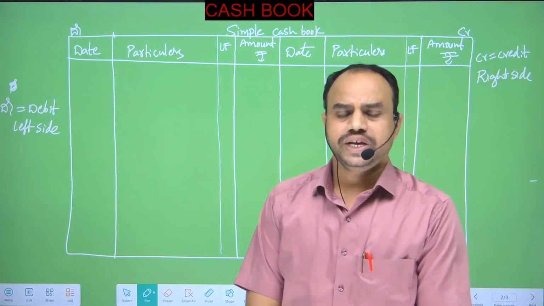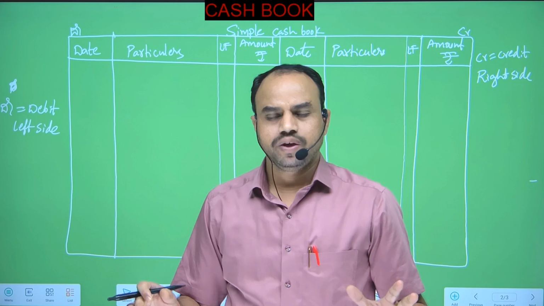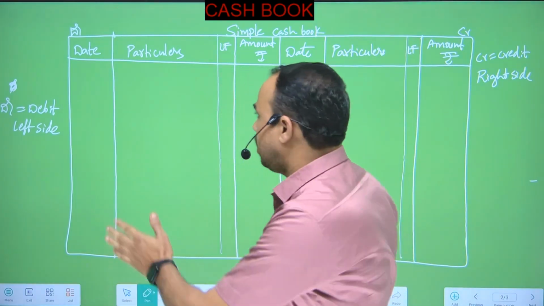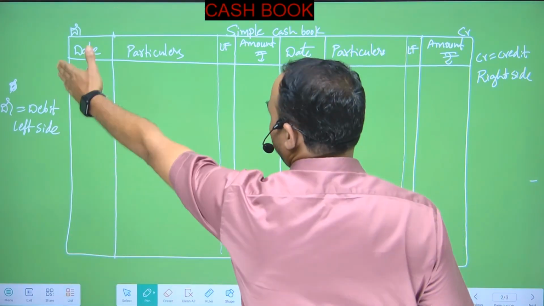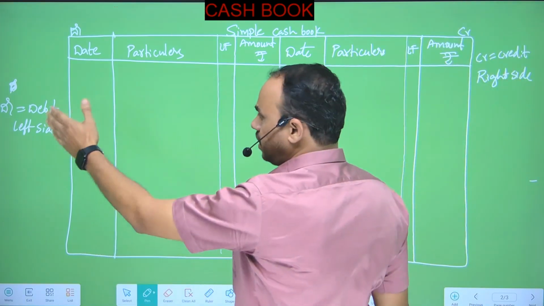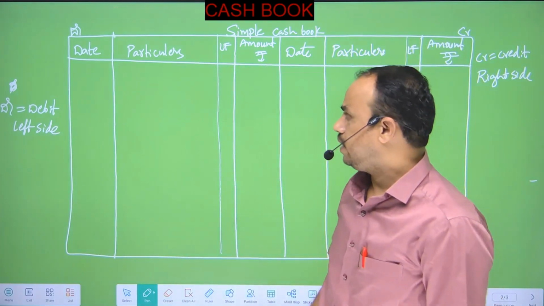Now what we have to do is, in simple column cash book, when cash is coming into business, we have to write on debit side, that is left side. See, I am standing here, to my left is called debit side, to my right is called credit side. Remember left side is debit side, right side is credit side.